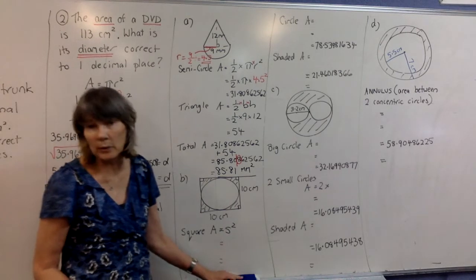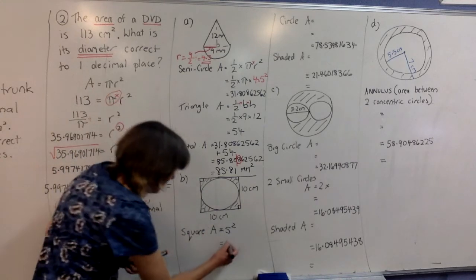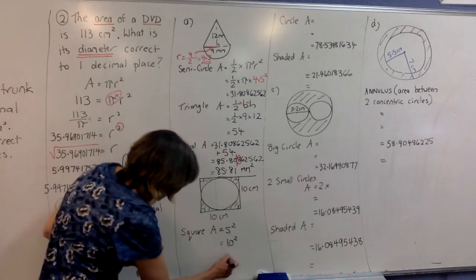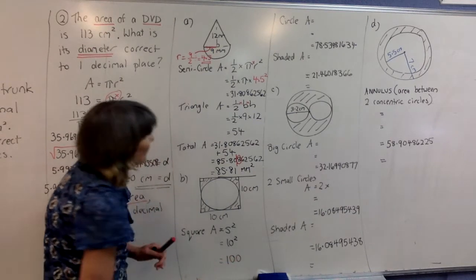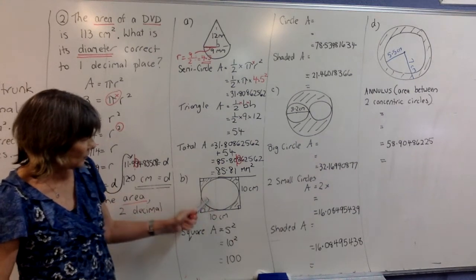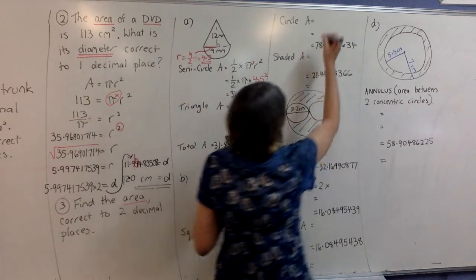If you want to do it as a rectangle, you can. Alright, now the side length of the square is 10. If we square that, use your calculator if you like, and get 100. Okay, next part, we're going to work out the area of this circle here. So the area of the circle formula is pi r squared.